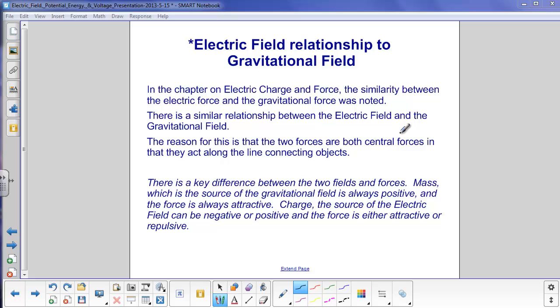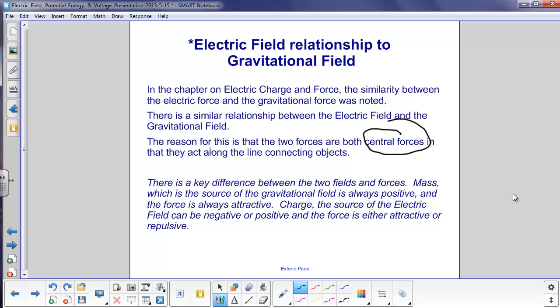The reason is it's not just because that's how the universe works, which it is, but they are both central forces, and they both act along the line connecting the objects. So you have a central force, like the planet Earth, generating a gravitational field that other objects feel, and that force is on a straight line between the other object and, in that example, the Earth.